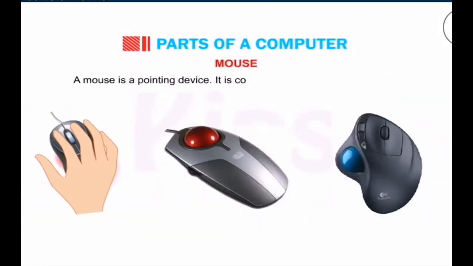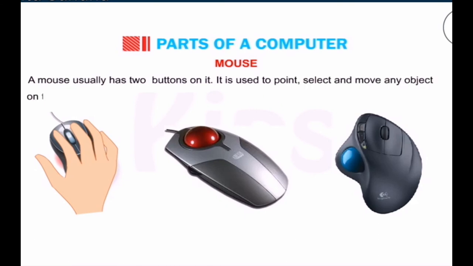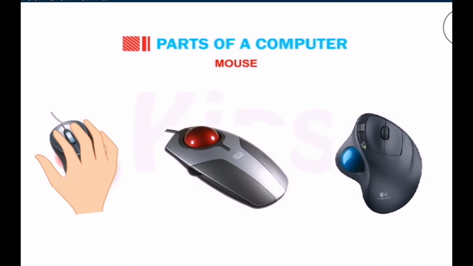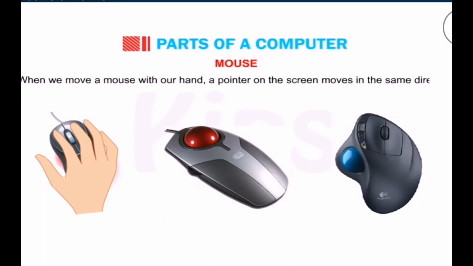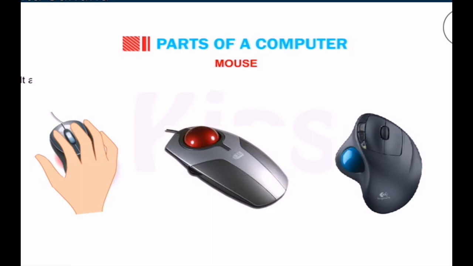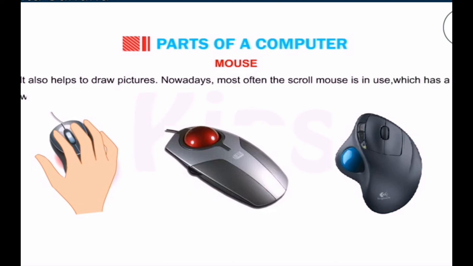Let's learn about the mouse. A mouse is a pointing device. It connects to the CPU with a cable. There are two types of mouse in the market, wired mouse and wireless mouse. It is used to point, select and move anything on the screen. When we move our hand, the mouse pointer will move in the same direction in which we move the mouse. We can draw pictures with the help of the mouse.